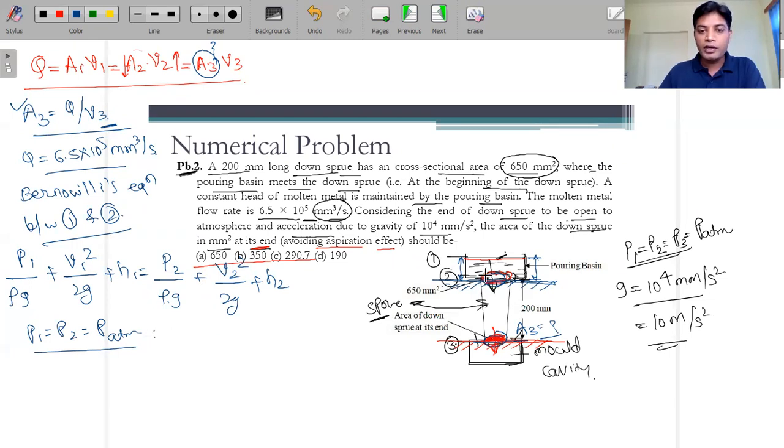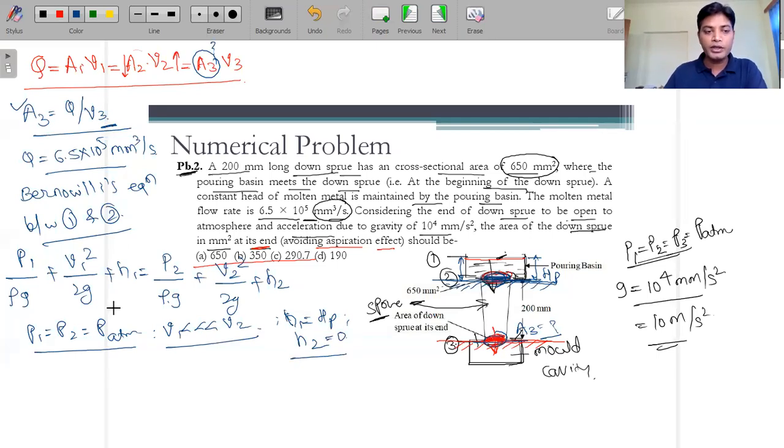V1, the velocity at this cross section at the pouring basin, is very small, so it is almost negligible. H1, measured from the datum level, equals HP, the height of the pouring basin. And H2 is at the datum level, from which we have to calculate the height, so H2 will be equal to 0.